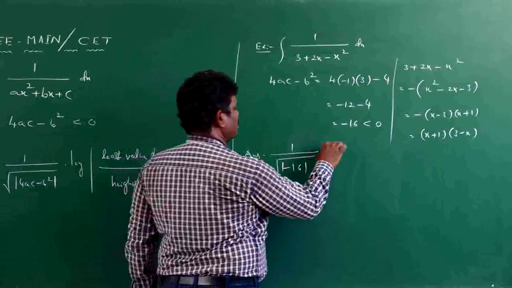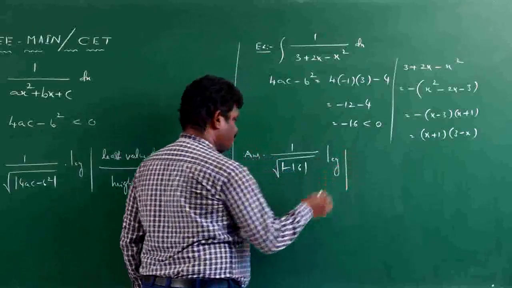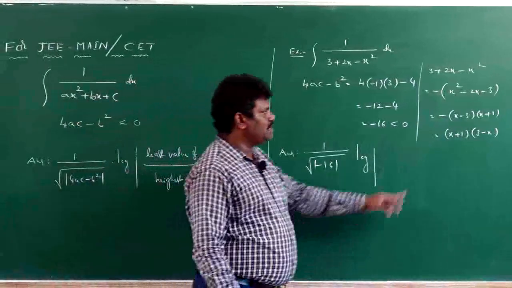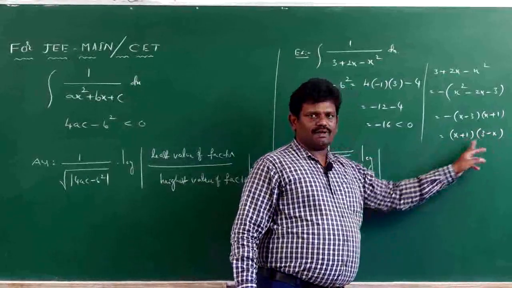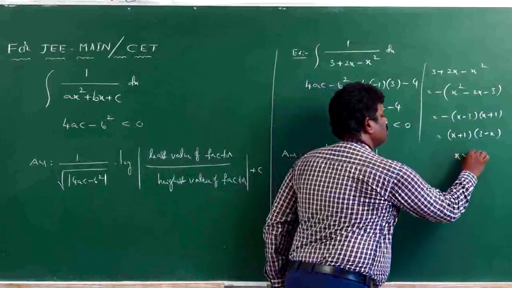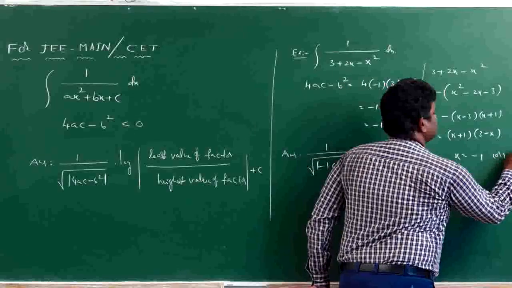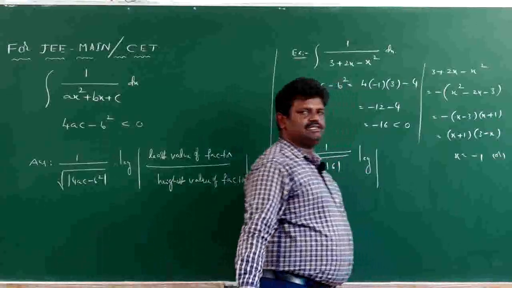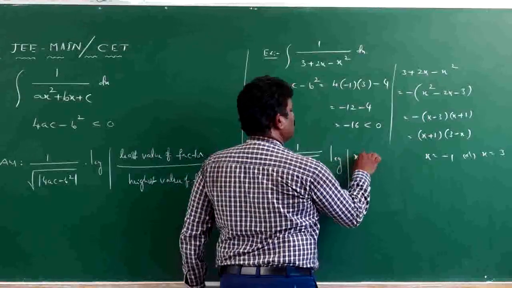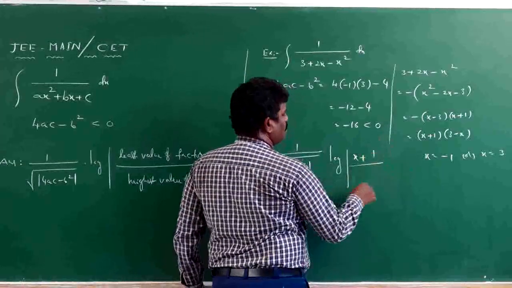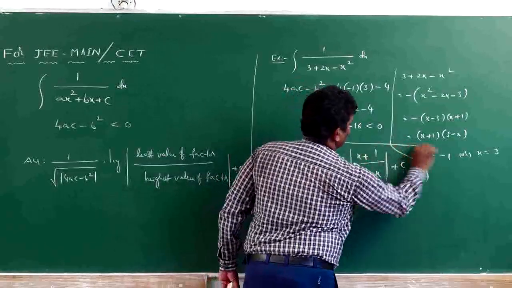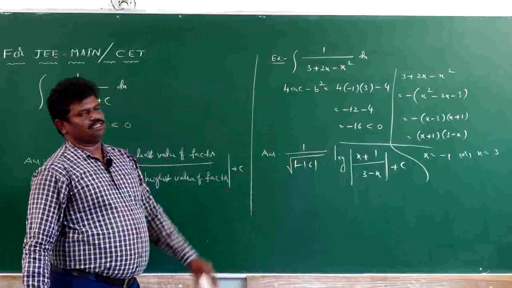Now what have we done here? Log of which value? The least value of the factor. Least value of the factor means equating this value to 0: x is equal to minus 1, or x is equal to 3. So that's why, if you write the least value, log of x plus 1 by 3 minus x plus c. So this is the answer for this type of question.